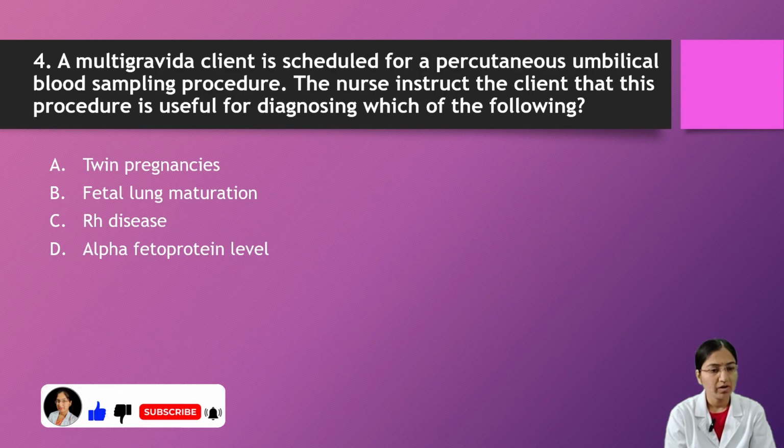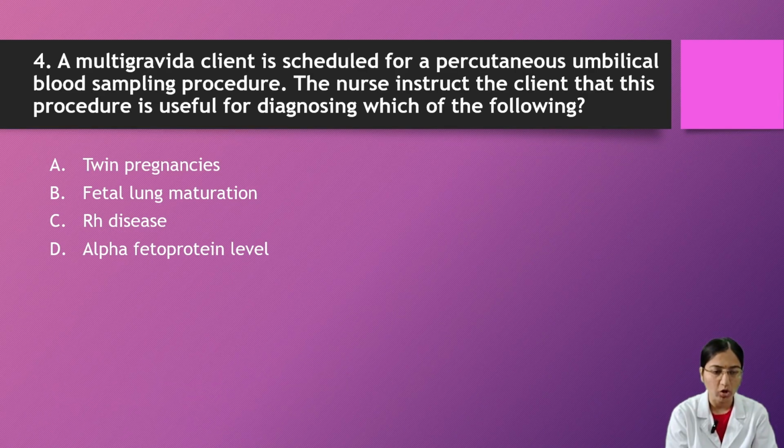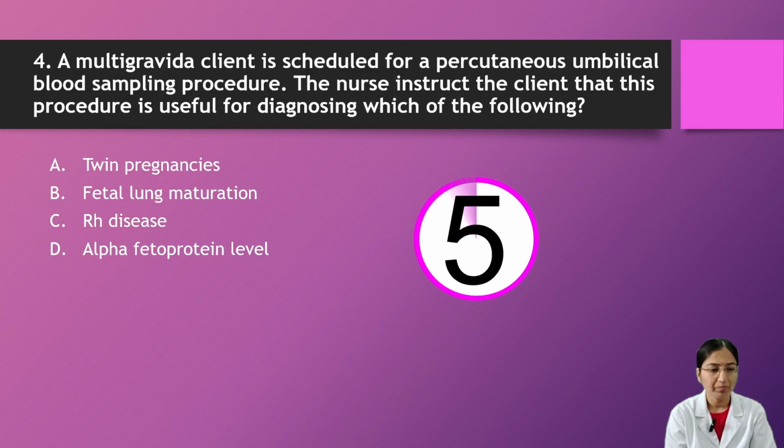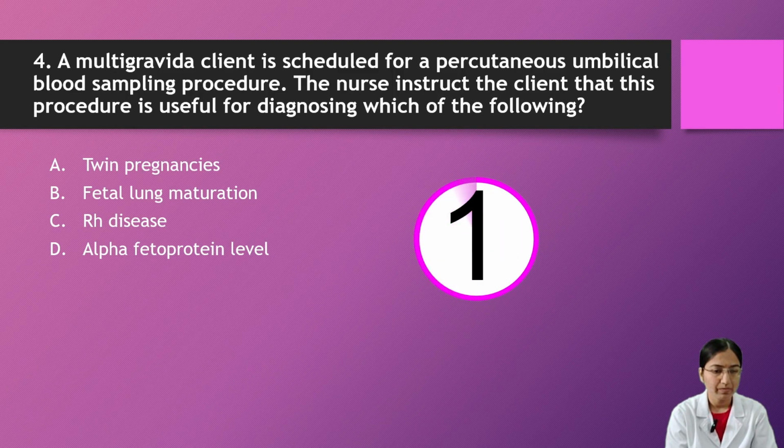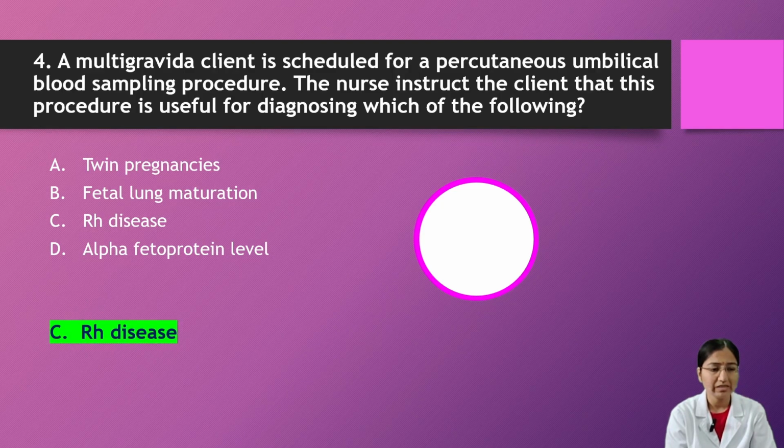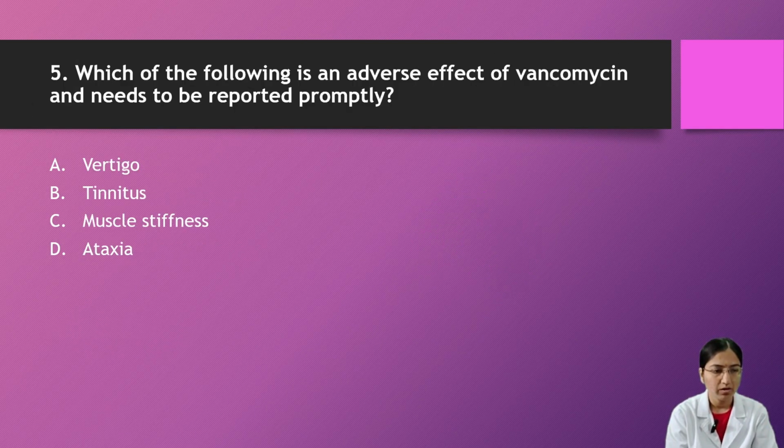Next question. Multigravida client is scheduled for a percutaneous umbilical blood sampling procedure. The nurse instructs the client that this procedure is useful for diagnosing which of the following? Options are here. Right option is C. That is Hirschsprung's disease. We'll move to the next one.